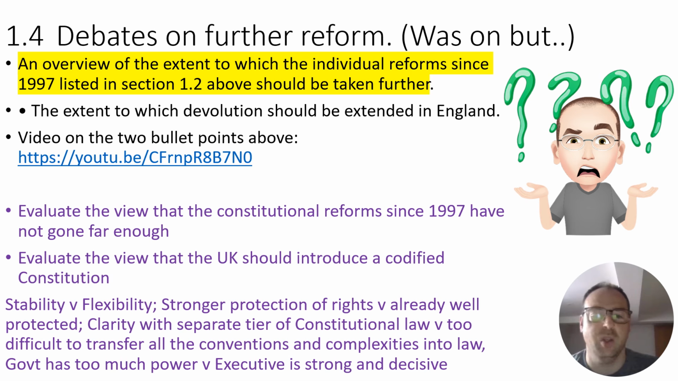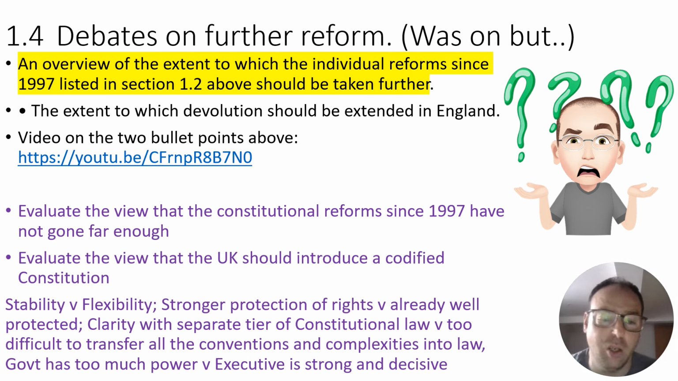So a codified constitution will give you greater stability versus the current situation we have, that gives you a great deal of flexibility. A codified constitution might give stronger protection of rights. You could argue, well, actually rights are already well protected, a long history of rights being protected in the UK. You could say a codified constitution would give clarity with a separate tier of constitutional law, versus the argument, well, actually it's just too difficult to transfer all the stuff that is the UK constitution into a kind of codified document, because you've got all the conventions and the complexities of different types of laws in it.